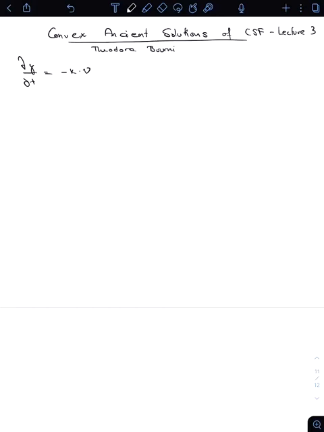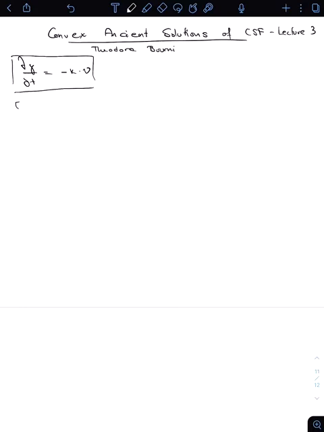Okay, so this is the third and last lecture on convex ancient solutions of curve shortening flow. I've written here to remind you the equation for a curve parameterized by gamma. The speed is equal to minus kappa times nu, kappa the curvature, nu the upward pointing unit normal. And the idea was to classify all convex embedded solutions. The previous time we did the compact case. Today we're going to do the non-compact case.